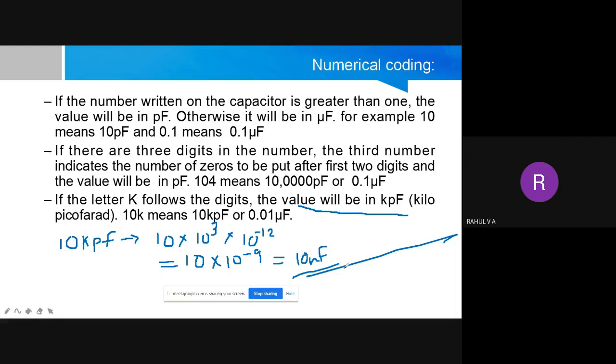And the third is, if the letter K follows the digit, the value will be in that much kilo picofarad. Kilo means 10⁻3, pico means 10⁻12. Okay, so directly, it is very easy. If you get something like this, the value will always be 10⁻9. So if they have given 10 kilo picofarad, you can directly write nanofarad.